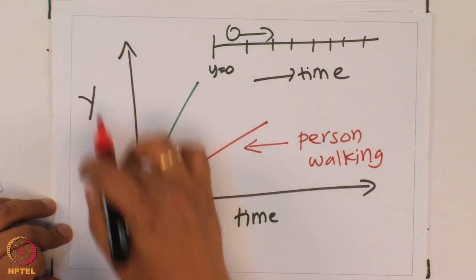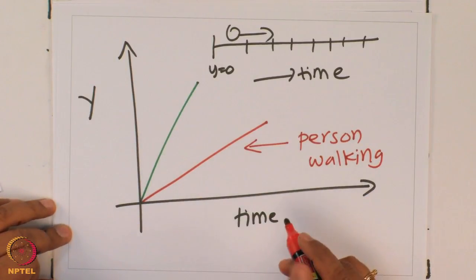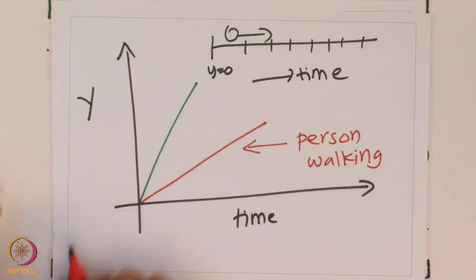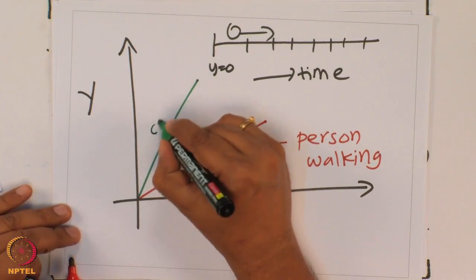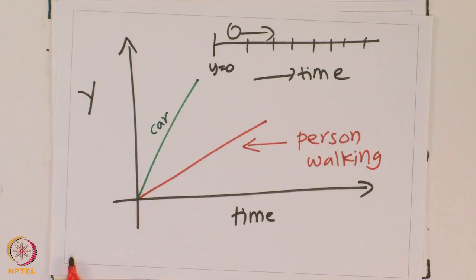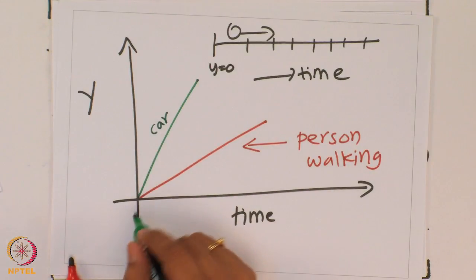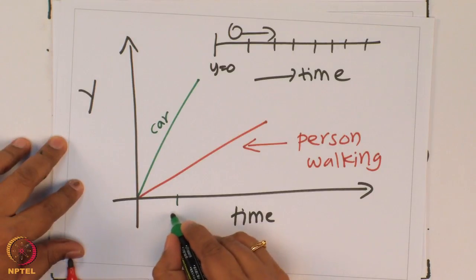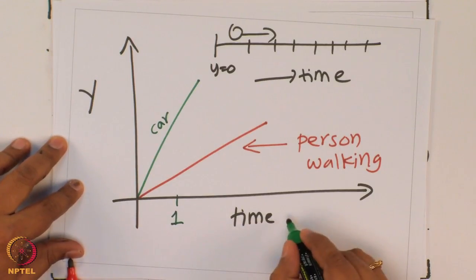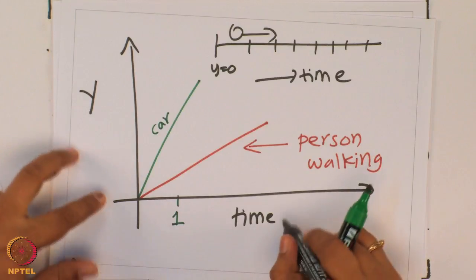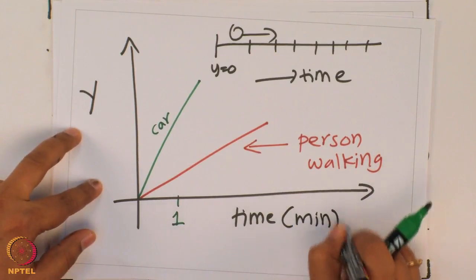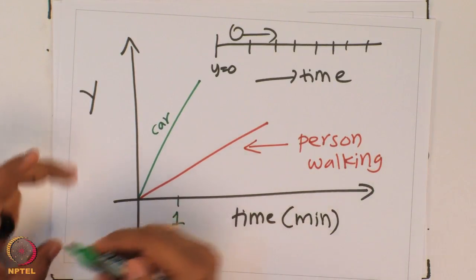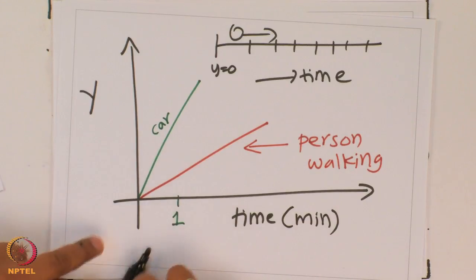And the position of the person in the y-axis as a function of time. And this is a car, or a bicycle, or a motorbike. So what is the difference between this and this? Here, after 1 minute, so let us say this is 1 minute. So time in minutes.